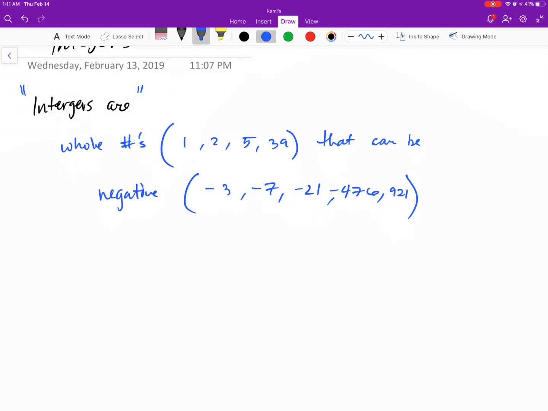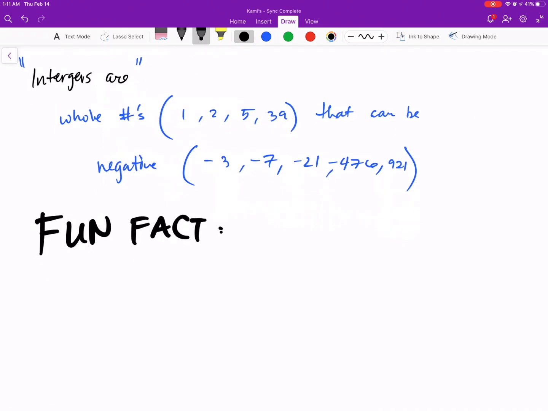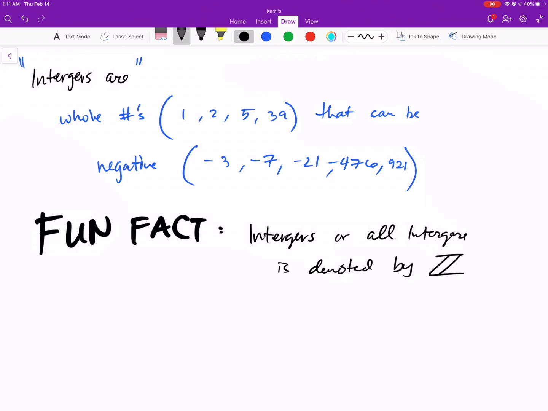Let's do some fun fact. Fun fact. For you aspiring math major Cameron, I hope, the set of all integers is denoted by a fancy Z.